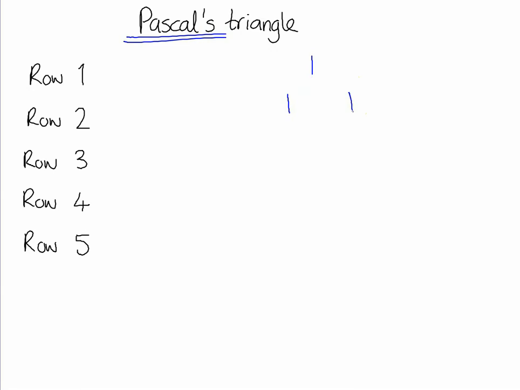So we're going to put the 1s down, but when we get to these two, we're going to add them and put a 2 in, and then put the 1. So the 1s are always going to go down the outside. Row 4, so 1 on the outside, add these, 3, add these, 3, 1 on the outside. Now row 5, 1, add these, 4, add 6, add 4, add 1.